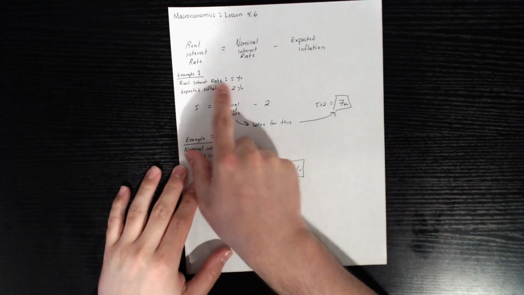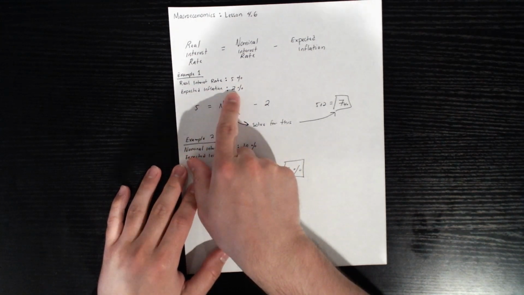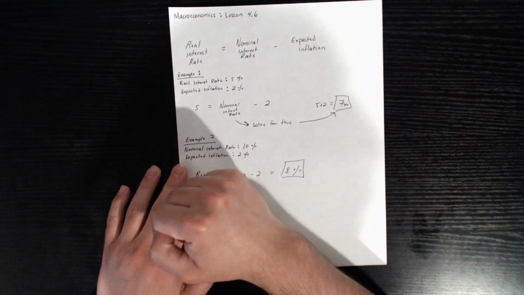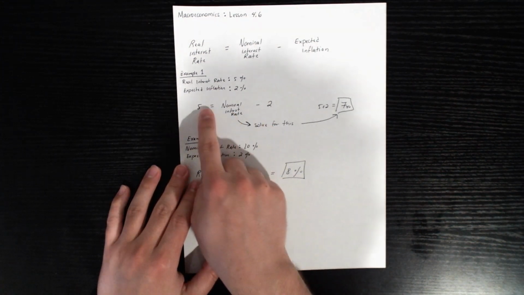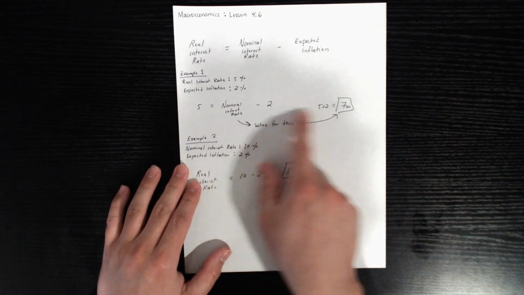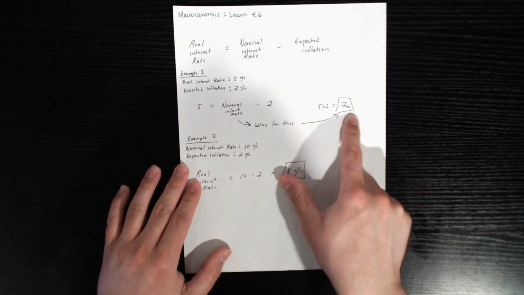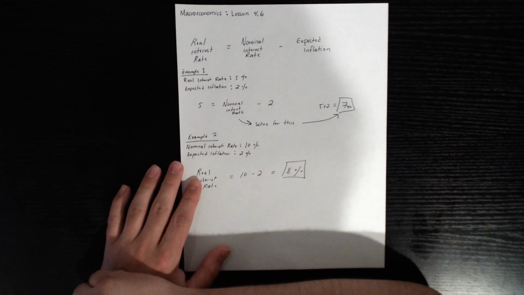If we can see that the real interest rate is 5% and expected inflation is 2%, how much is the nominal interest rate? Well, we're going to solve for the nominal interest rate. That would mean that we would do 5 plus 2. That gives us a nominal interest rate of 7%.